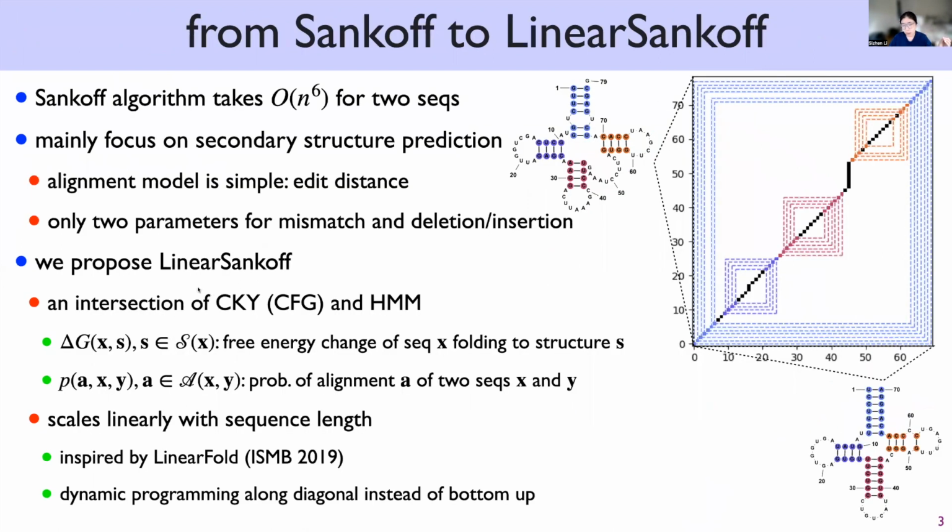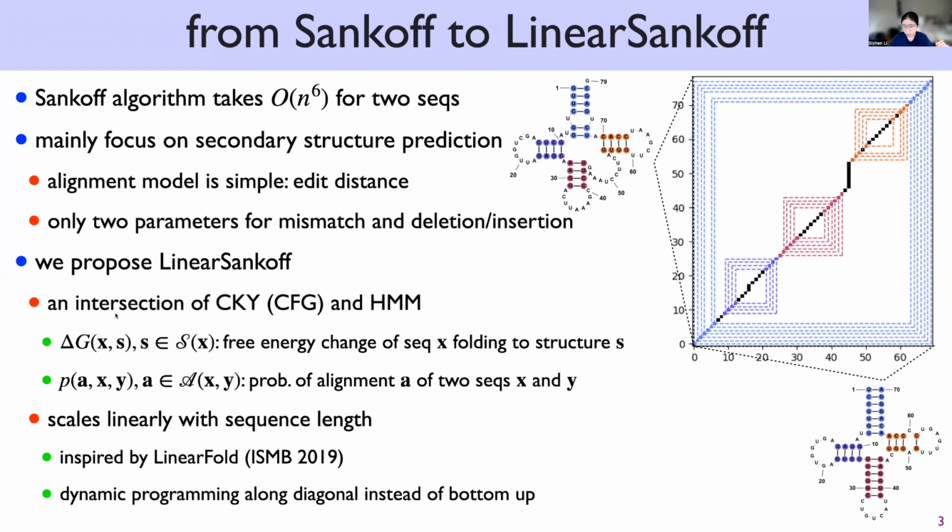There are more limitations to the Sankoff algorithm. One is that it's too slow. Another is that it only focuses on secondary structure. It has a very simple alignment model, just added distance. So we propose the LinearSankoff.